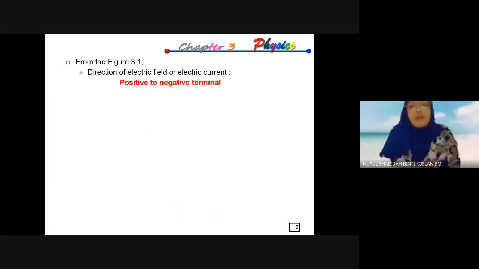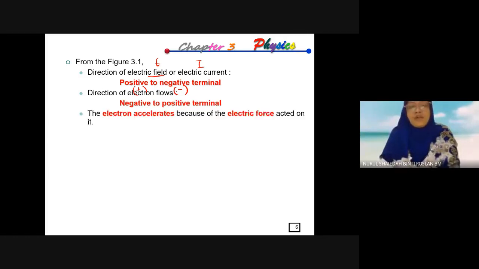Okay, if you look at here, this is the direction of the electric field and electric current. So direction of electric field and current should be from positive to negative. Ini dia punya description lah, you kena tahu. Direction of electron flow from negative to positive terminal and the electron accelerate because of the electric force acted on it.